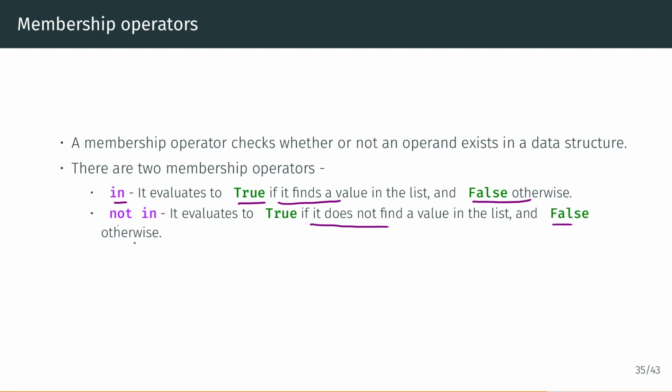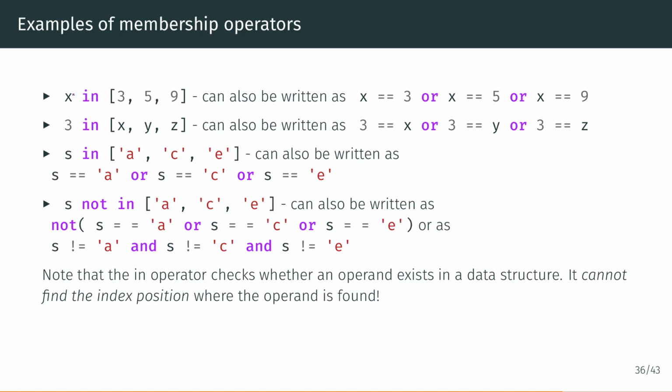Obviously. So let's see a few examples of how we apply in and not in. In the first example, when we say x in the list 3, 5, 9, this evaluates to true if the value of x is either 3 or 5 or 9. So this can also be written as if x equals 3 or x equals 5 or x equals 9. Whatever the value of x is, let's say x equals 5.